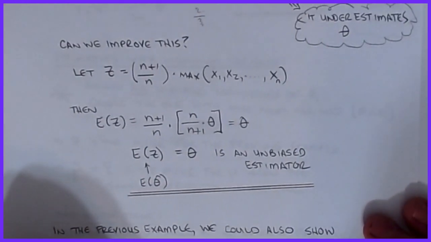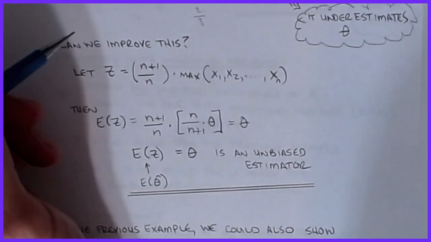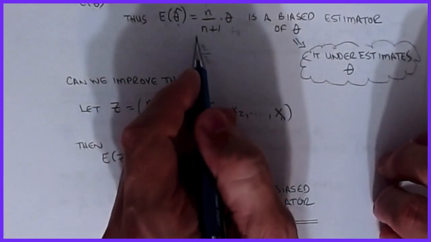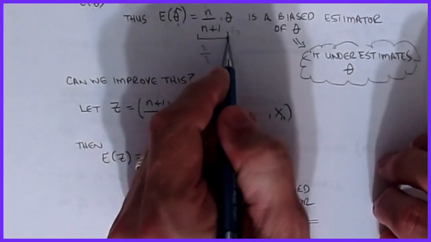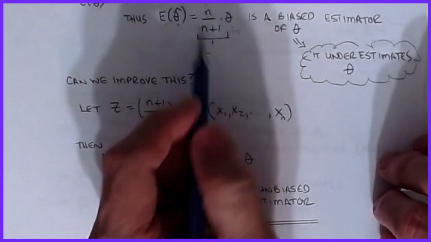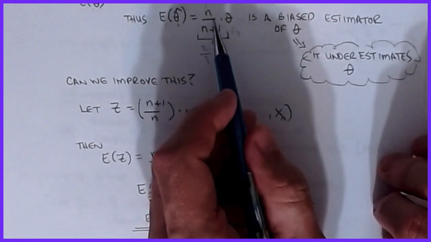So let's try, maybe we can modify this. Can we improve our situation so that it does become unbiased? One of the tip-offs that tells me that that's possible has to do with the fact that the only term outside of my theta, this n over n plus 1, is that it's only a function of n, right? And n is constant.